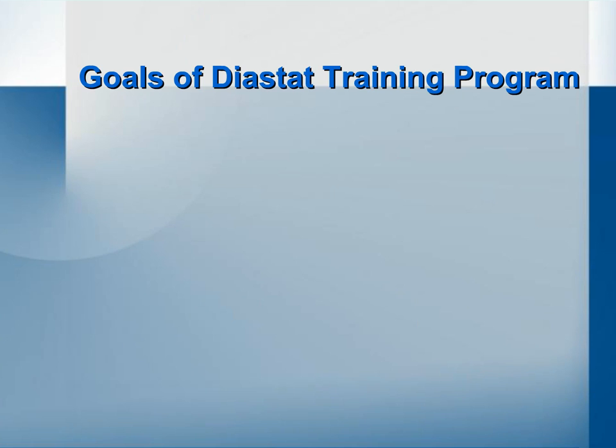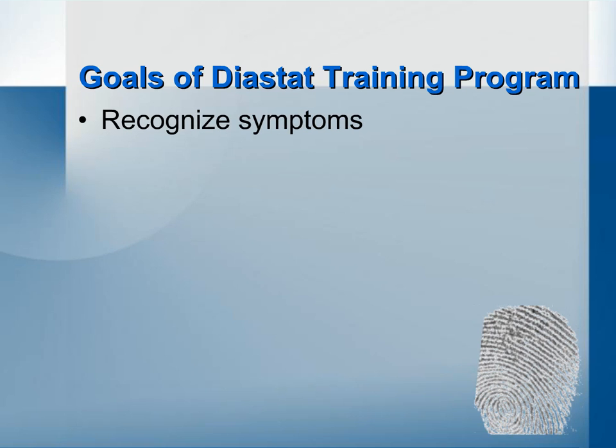Diastat is a medication that's given in an emergency situation that will stop continuous seizure activity. A person experiencing a seizure does not breathe during the seizure. If the seizure lasts longer than 2 to 3 minutes, it becomes an emergency situation because the person is not receiving oxygen to the brain. Brain damage and death can occur as a result of this continuous seizure activity.